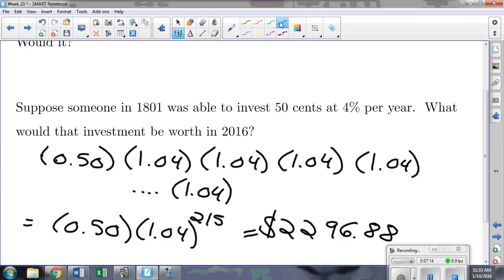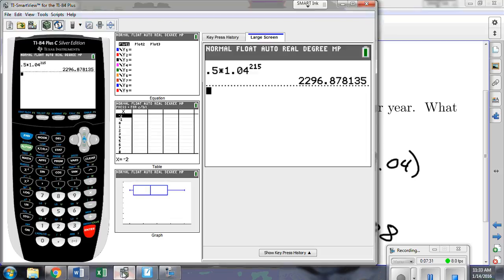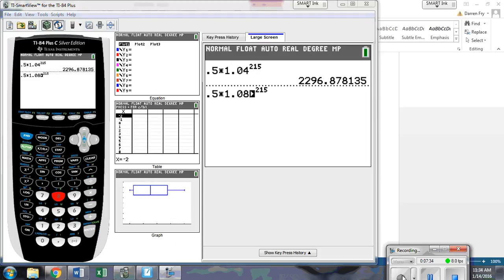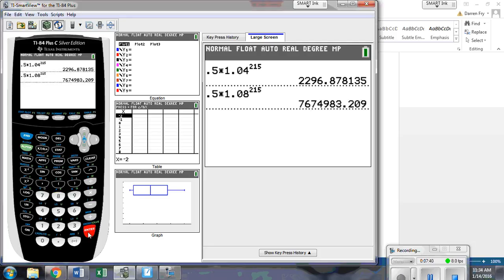I'd like to ask, what would have been different if it were an 8% interest? How would the problem change? Well, in that instance, we would have had a 1.08, and in that instance, at an 8% interest, it's worth a little bit more. You know, only $7.7 million. That's not that much. Pretty amazing how big of a difference just 4% interest makes.